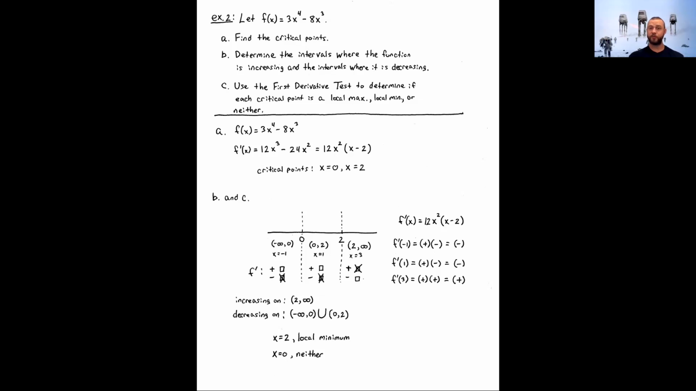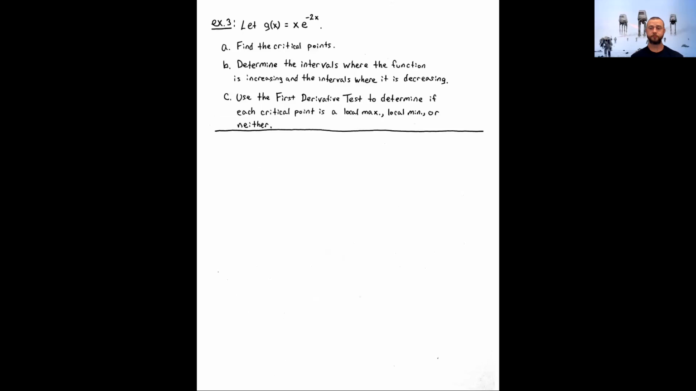All right, let's move on to example 3, one that might require some combination of differentiation rules. Here, you're going to have to use a combination of product and chain rules. Pause the video, and again, give yourself several minutes to make an attempt here.